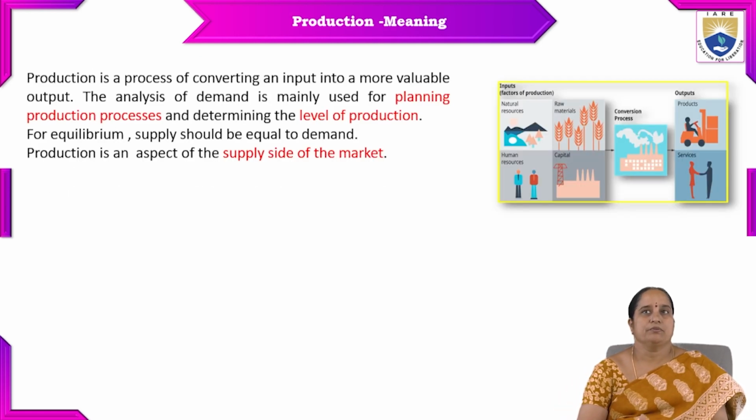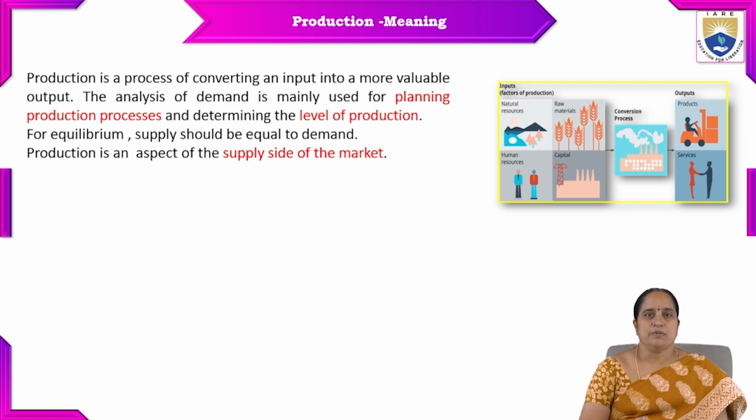Before discussing the Cobb-Douglas production function, in the previous sessions we discussed what production is. Production is nothing but the transformation of inputs into outputs. Here inputs means productive resources like men, machines, money and materials. It is a process of converting input into a more valuable output. The output may be either a good or a service.